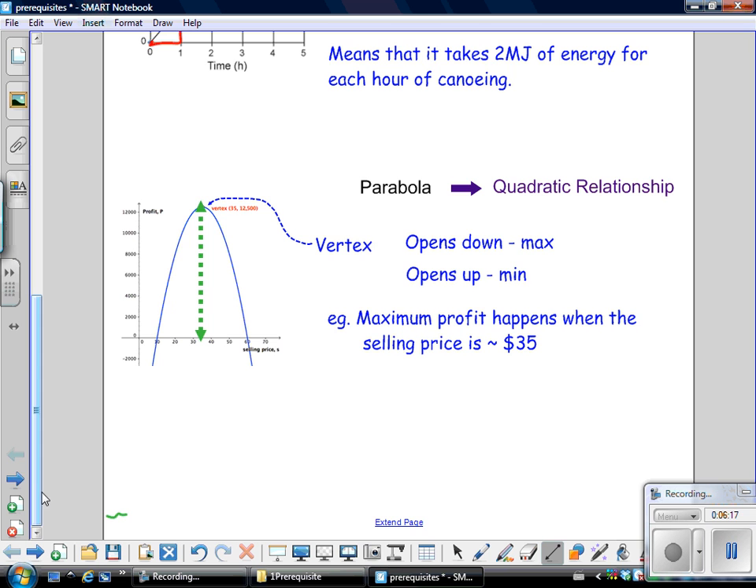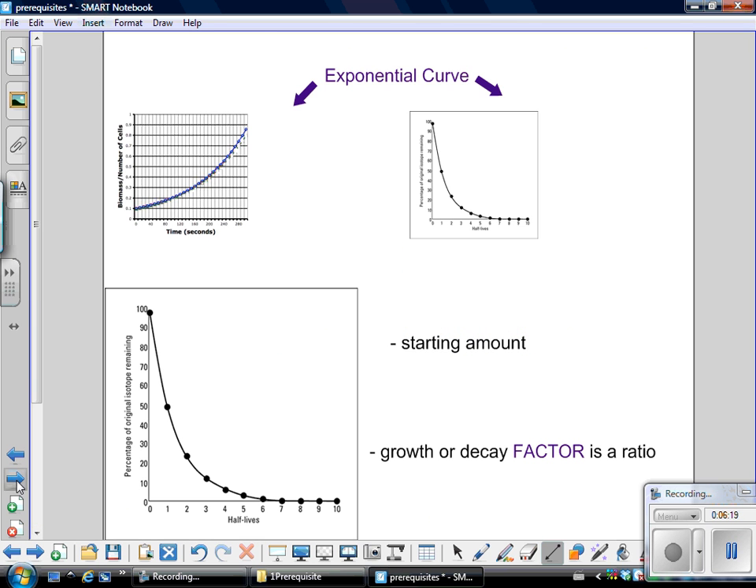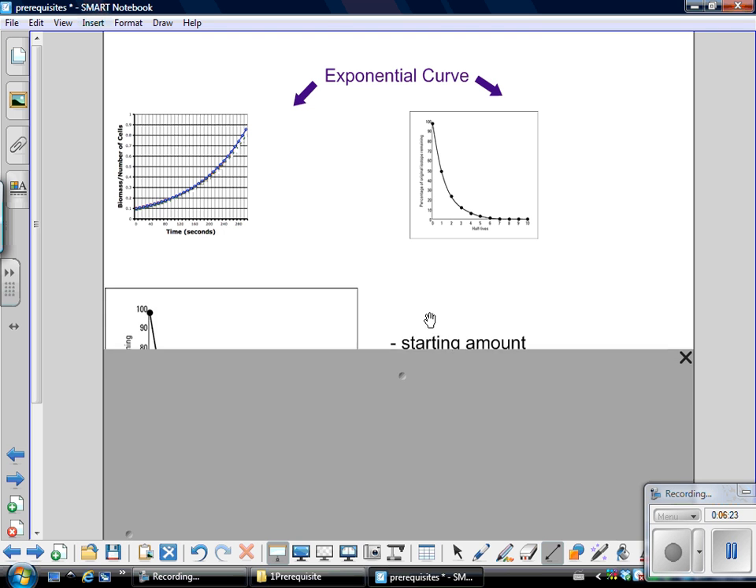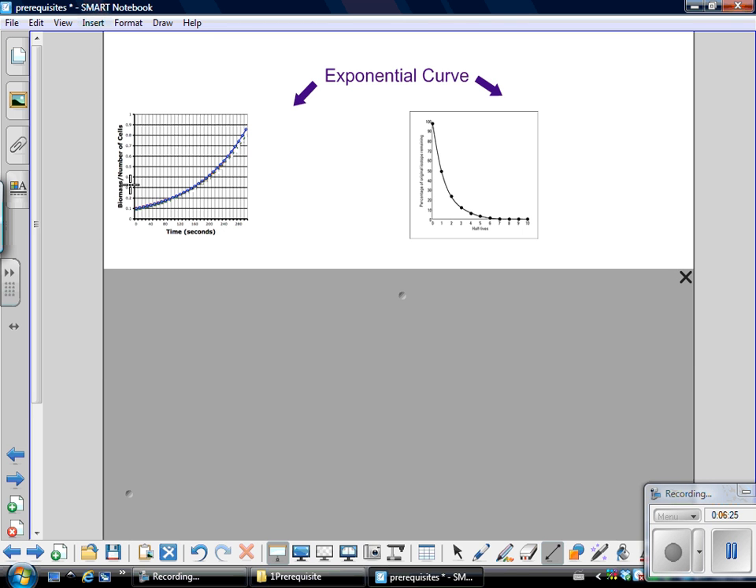Okay, one more graph to look at, and that is our exponential curve. And I'm just going to close that there for a second. So when we're talking about an exponential curve, there's called an exponential growth or an exponential decay. Now, the little bit of problems with these graphs is because they look almost like half of a parabola, especially if they only show you part of the graph.